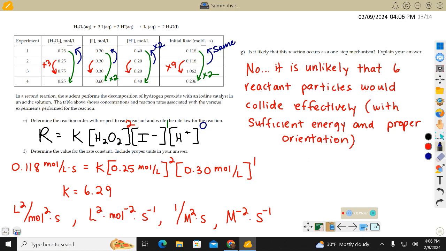Part G, is it likely to be a one-step mechanism? Probably not. There are 6 particles on the reactant side, so thinking that I could get all 6 to collide effectively, with proper orientation and sufficient energy, it's probably just not likely. Not that it's impossible, but maybe just not likely to occur, or at least not to occur as a one-step mechanism.